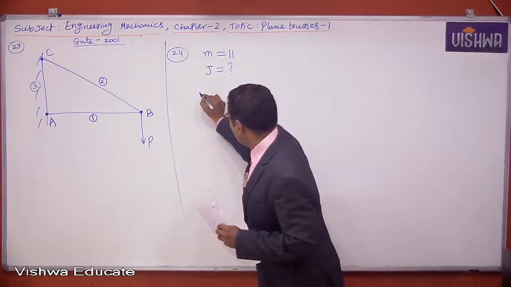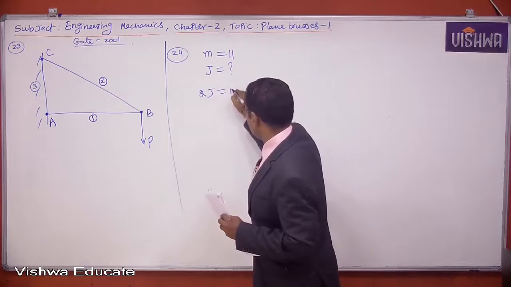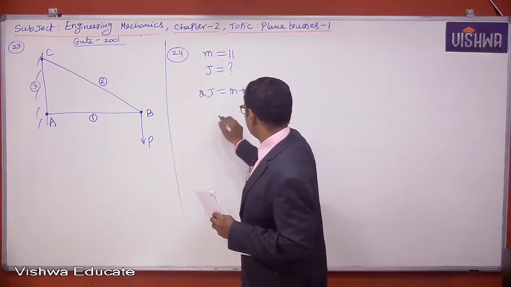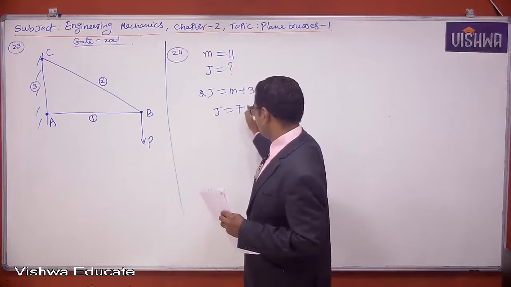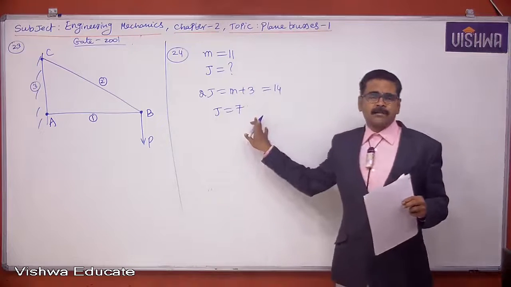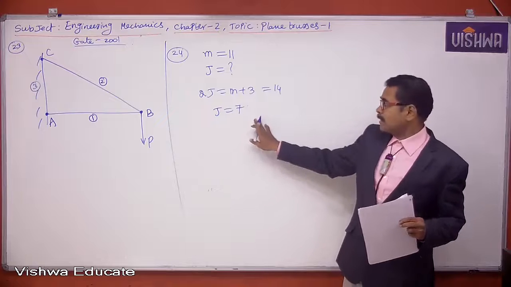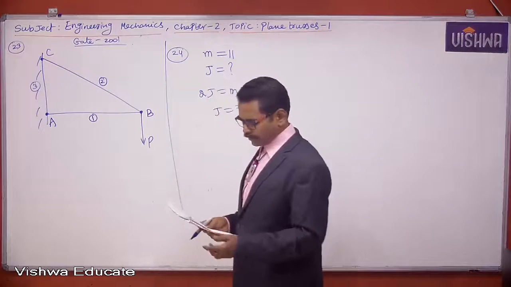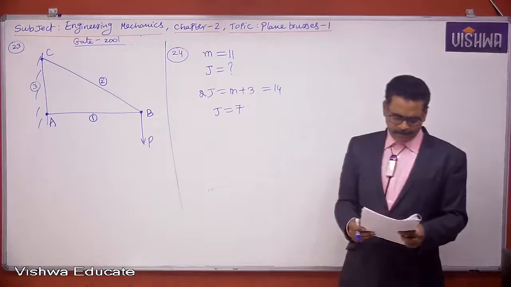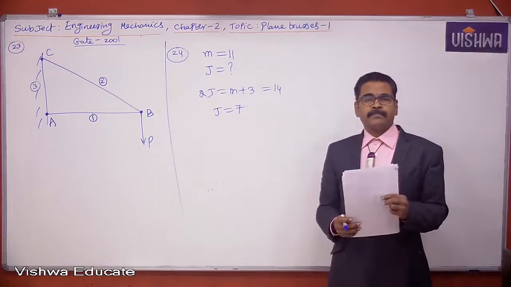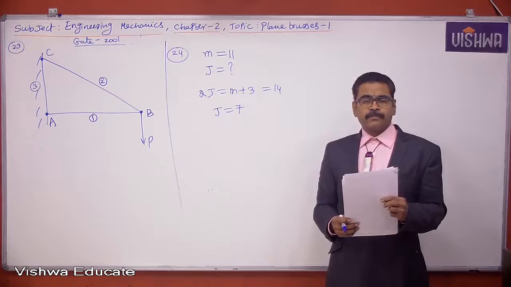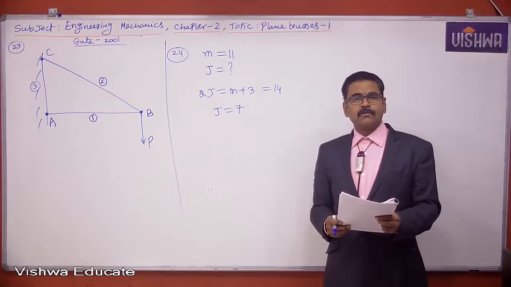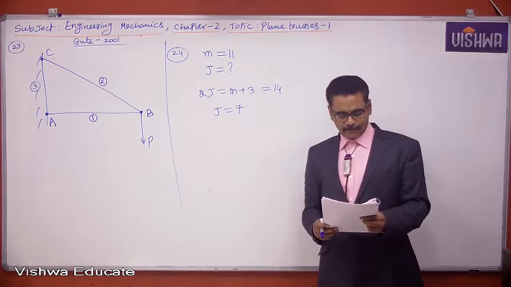So we know in all rigid trusses, 2j is equal to m plus 3. Here m is 11, and 11 plus 3 means 14. 2j is equal to 14, so j should be 7. If you are lucky, this kind of question can also come in GATE, right? So the number of joints in the given truss should be 7 to make it a perfect truss. Please copy.